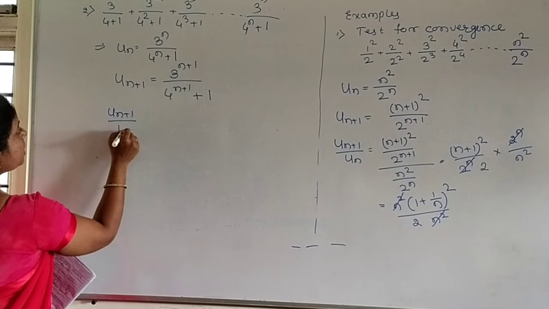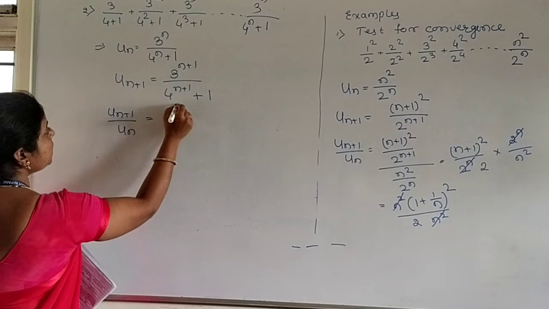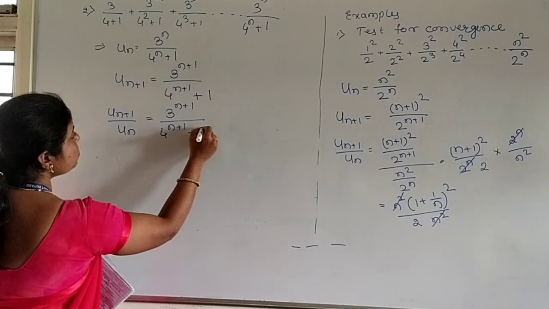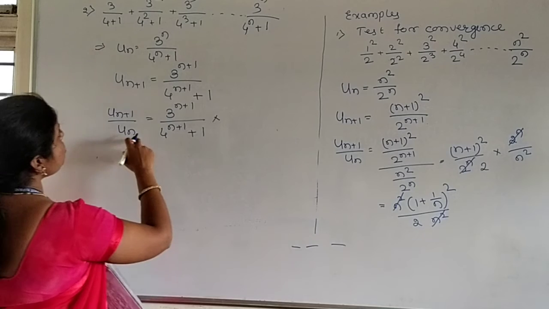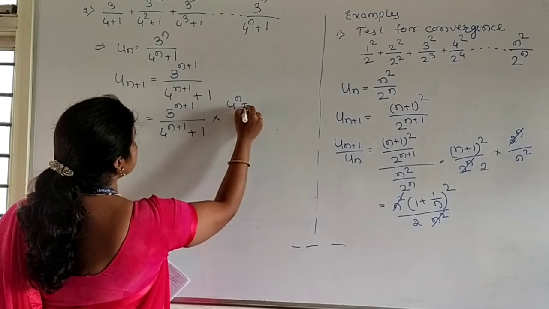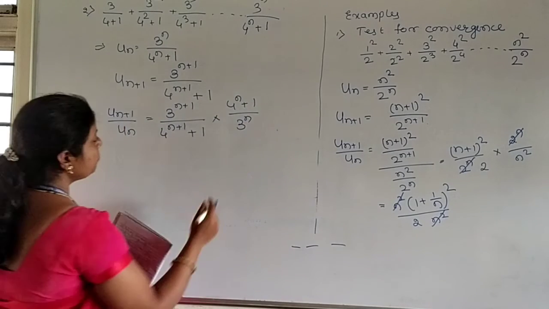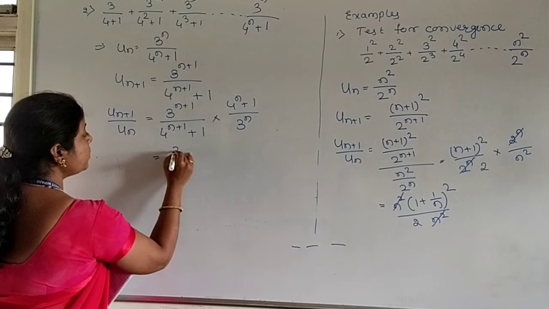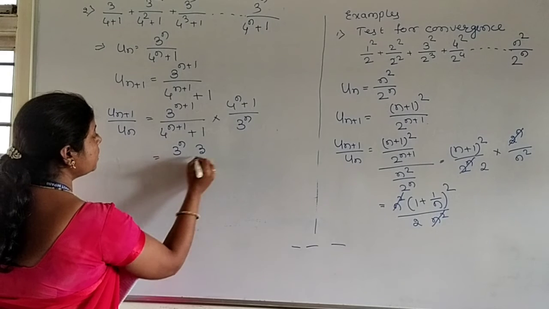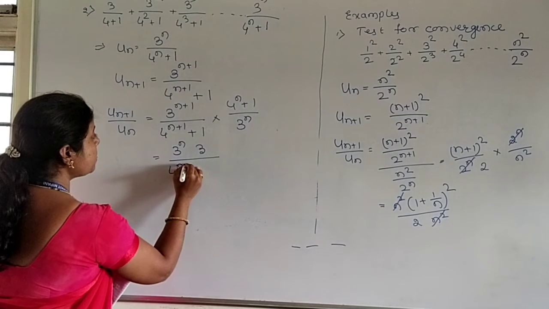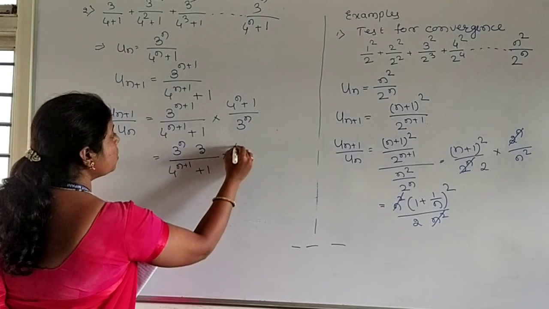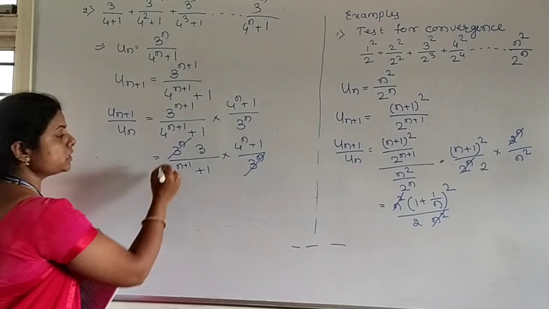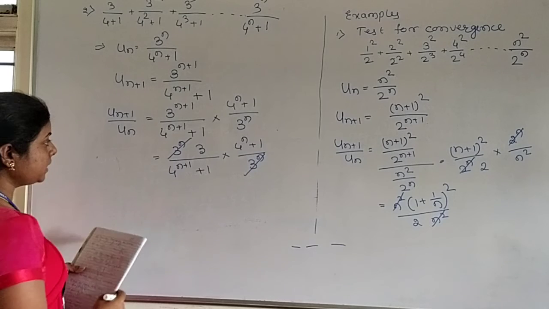u(n+1) divided by u(n) is equal to 3 raised to n plus 1 divided by 4 raised to n plus 1 plus 1, into the reciprocal of this u(n) term, we have to write 4 raised to n plus 1 divided by 3 raised to n. Now here 3 to the power n plus 1 we can write as 3 raised to n into 3, divided by 4 raised to n plus 1 plus 1, times 4 raised to n plus 1 divided by 3 raised to n. 3 raised to n, 3 raised to n get cancelled.